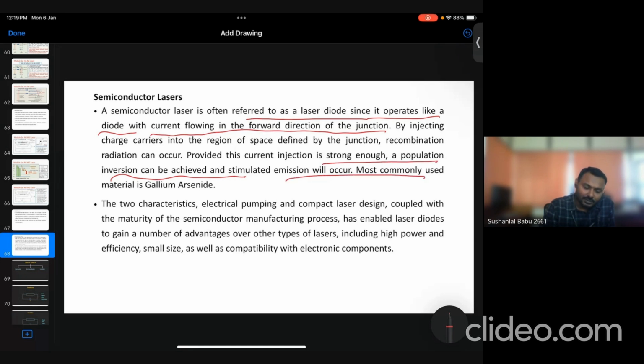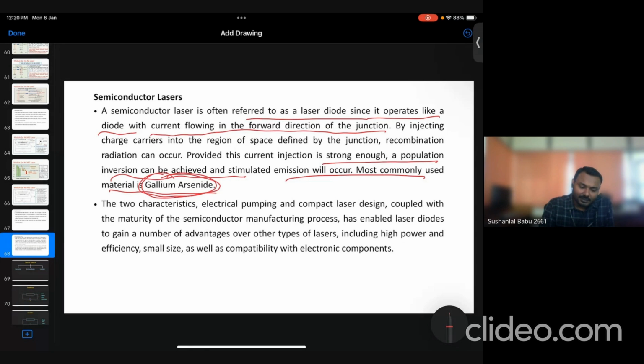Most commonly used material is gallium arsenide. This is the active medium. Gallium arsenide is the best semiconductor which we can use for lasing action or laser manufacturing. Silicon is there, germanium is there, and other semiconductors are there, but gallium arsenide is the specific material we can use for generating lasing action. That you have to keep in mind.